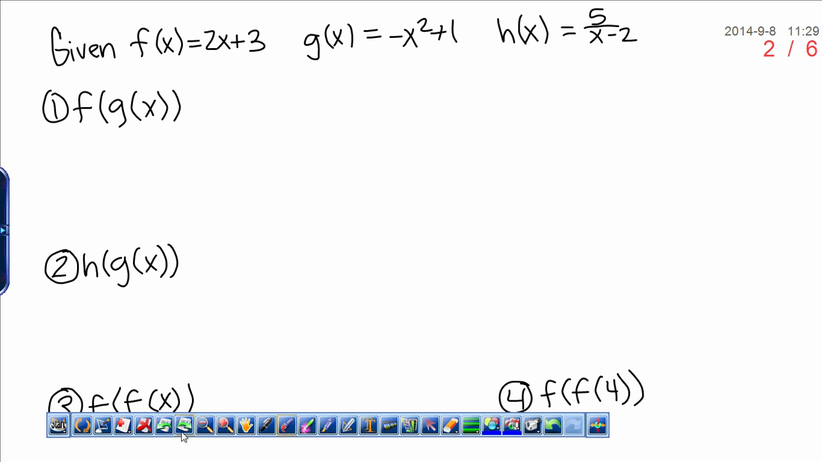So, to explore this idea, I've got three functions for you. f of x is equal to 2x plus 3. g of x is equal to negative x squared plus 1. And h of x is equal to 5 over x minus 2.